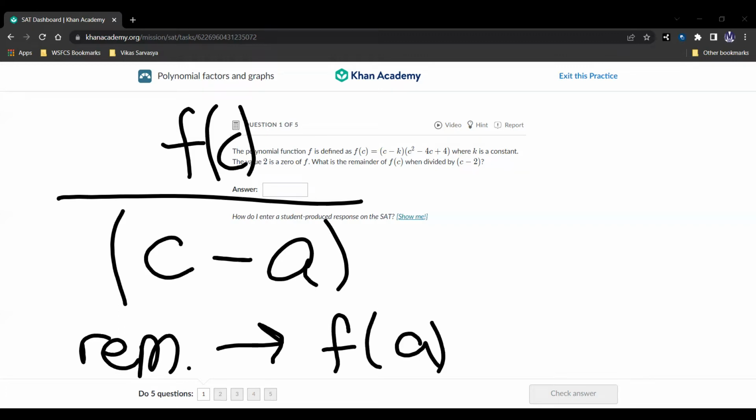So the remainder of dividing by c minus 2 is going to be f of 2. But we're told that the value of 2 is a 0 of f, which means that f of 2 is just 0, which means that the remainder is 0, and it's a clean factor, right? So it goes in nicely, and the remainder is 0. And this is something special that we call the factor theorem.